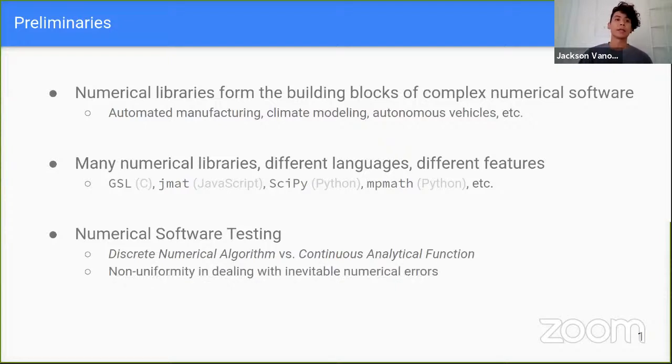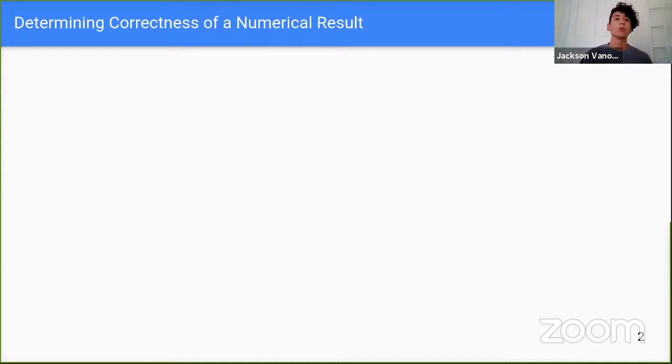However, there's a non-uniformity in dealing with inevitable numerical errors between these libraries. Some of the libraries might choose to propagate NaNs, or others might raise exceptions. And also, there's an inherent imprecision in the IEEE standard for floating point representations. Both of these things, amongst other things, can combine to muddy the waters a little bit when it comes to determining what is and is not correct.